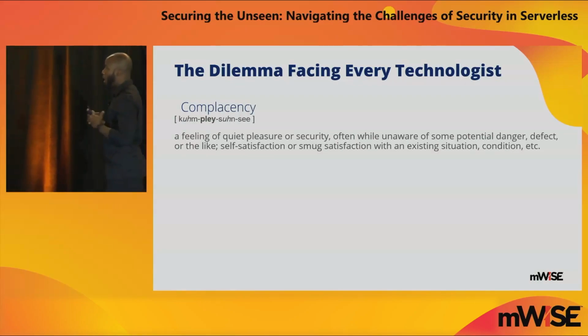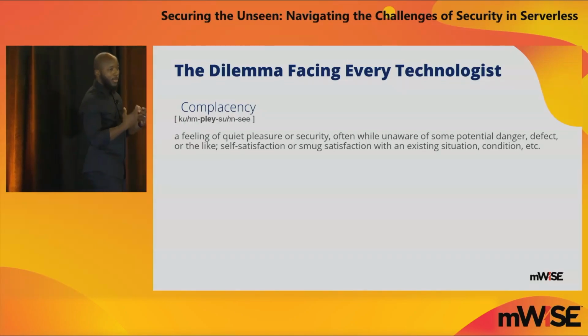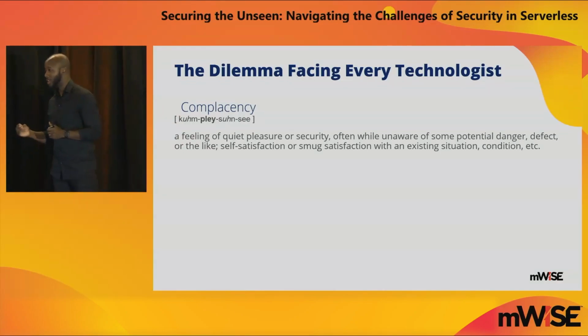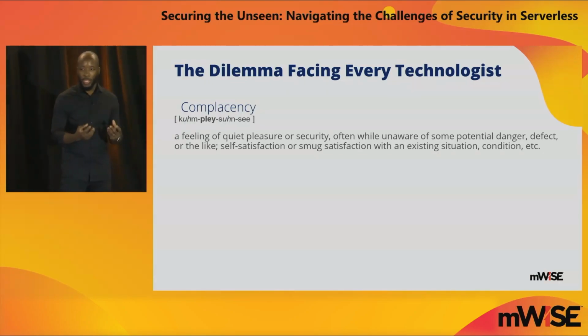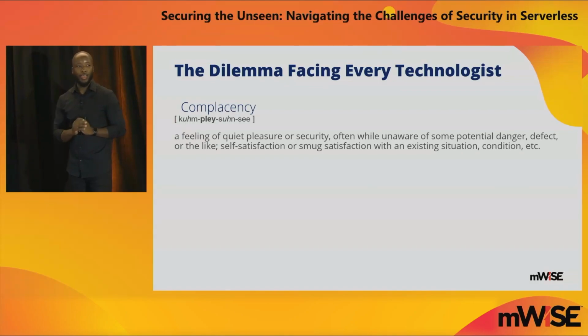The problem facing many technologists like you and I, folks who are using serverless or thinking about using serverless, is the problem of complacency. That's where we're going to start today: the problem of complacency. Anytime we have something innovative, there's usually a level of complacency that follows it. And I'll take you back to an example of where I, for the first time, used Uber.